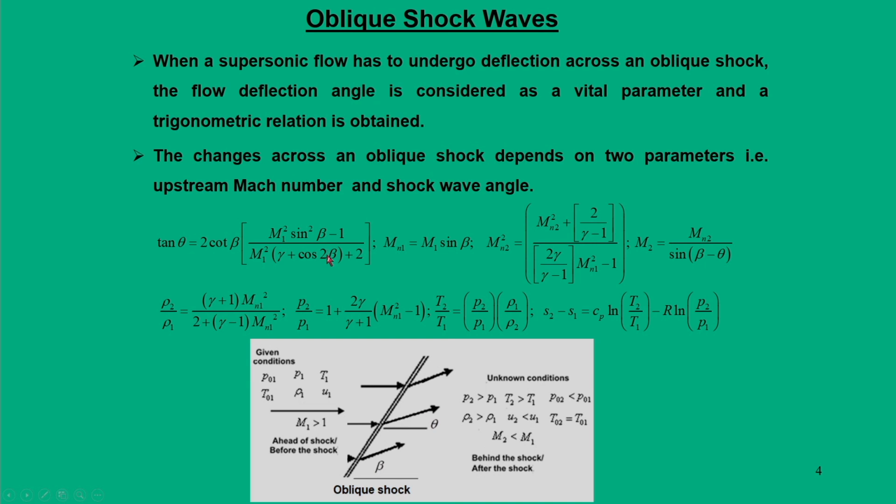So, what does it say? When a supersonic flow has to undergo a deflection through an oblique shock, the flow deflection angle is considered a vital parameter. A trigonometric relation can be obtained, and the changes across the oblique shock depend on two parameters, that is, the upstream Mach number and the shock wave angle. Through these oblique shock relations, we have tuned the oblique shock problem in such a way that we can solve it as if it were a normal shock problem.